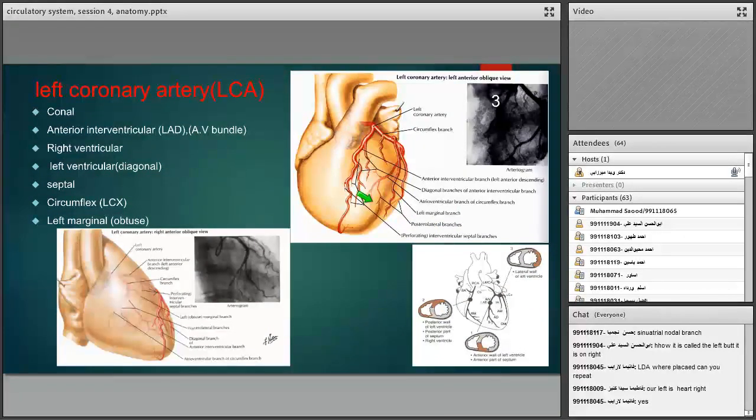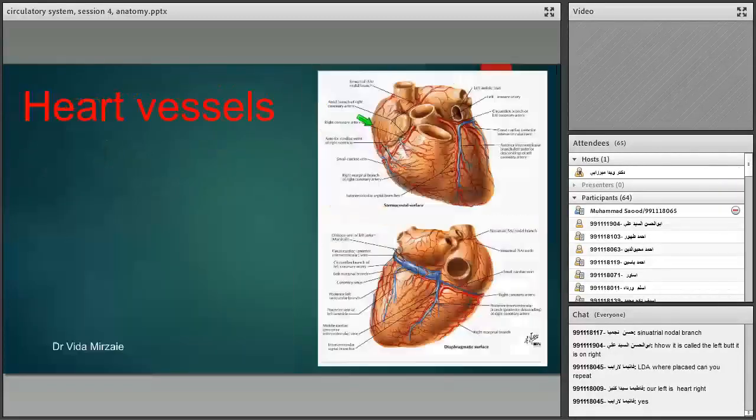So here is the place where the blood of the right coronary artery and the left coronary artery are mixing with each other. Look at here. Here is the apical notch. This is the anterior interventricular and this is the posterior interventricular. These two branches are anastomosing with each other at the apical notch of the heart. So this is the place where the blood of the right coronary artery and the left coronary artery are mixing with each other.